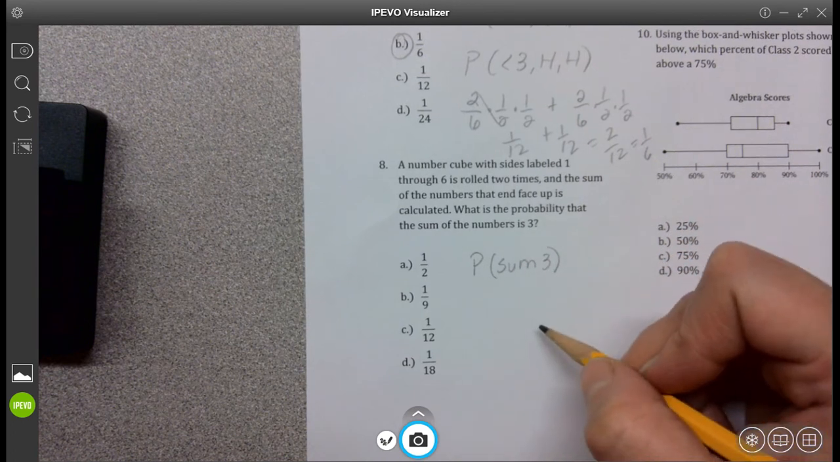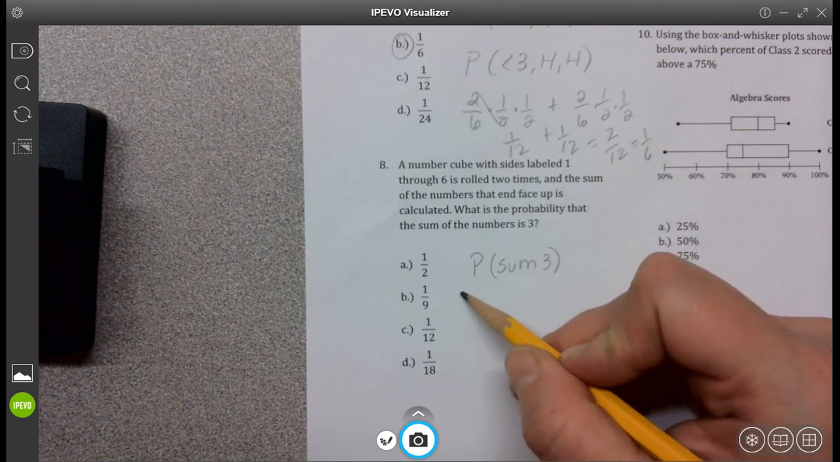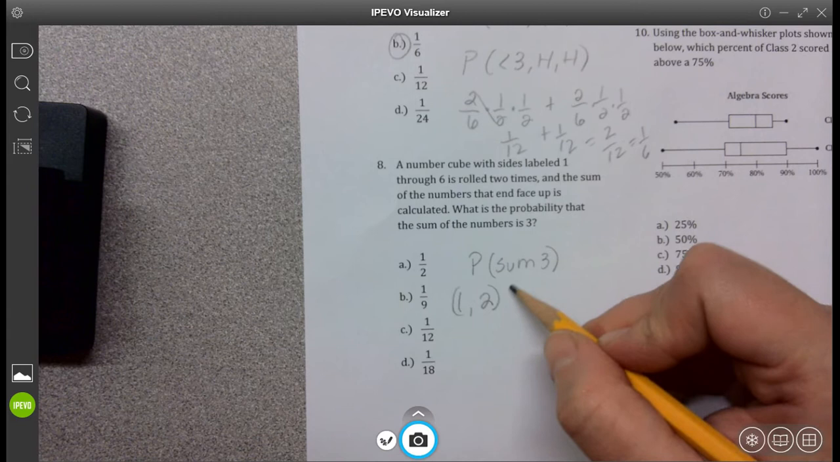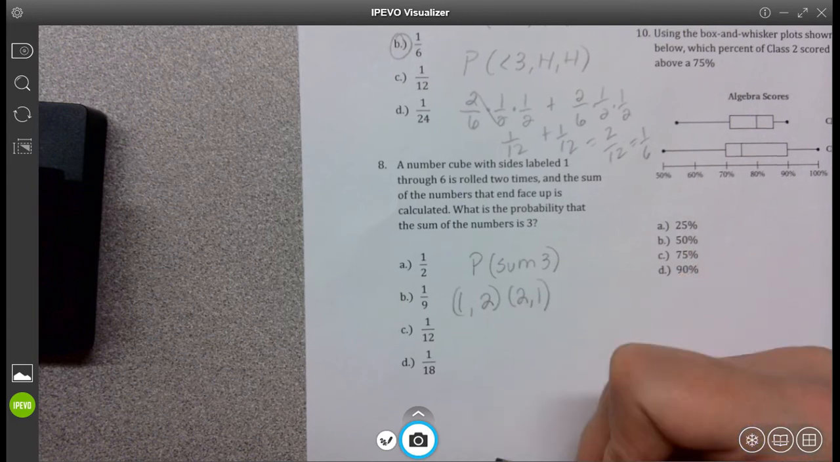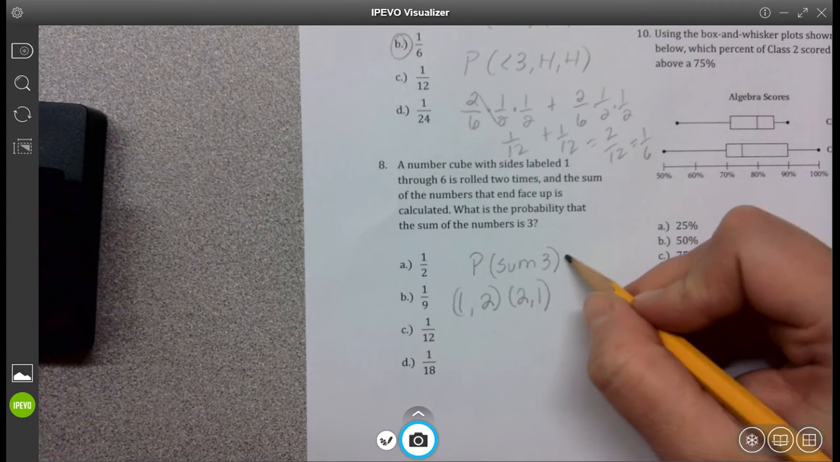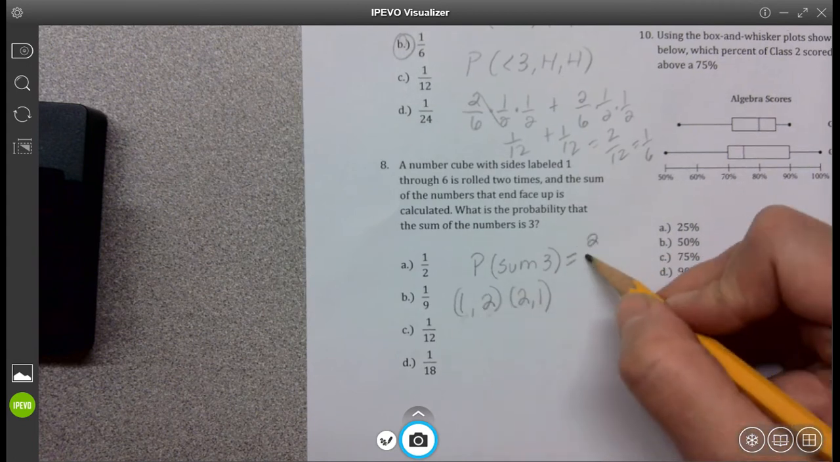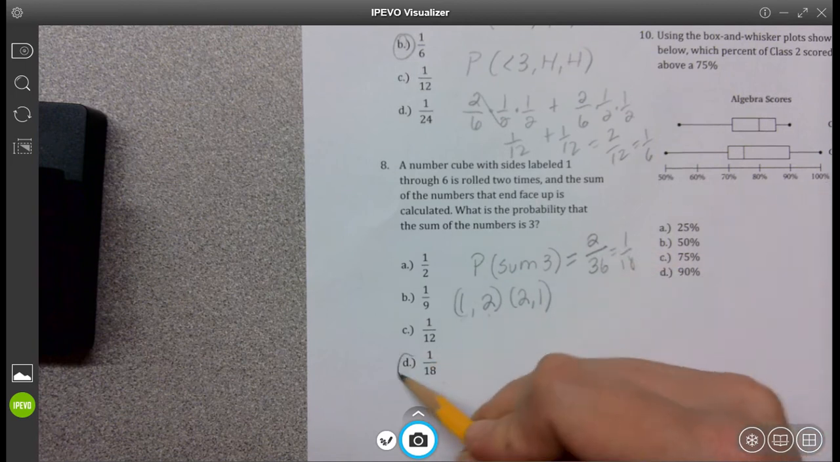Well, if I roll one die and I roll another die, let's think of all the possibilities. I could roll a 1, and then that means I'd have to roll a 2 to get a sum of 3. I could roll a 2 and get a 1. That's it. So that's 2 out of 6 ways to roll the first, 6 ways to roll the second, 36 ways. So that's a 1 in 18 chance.